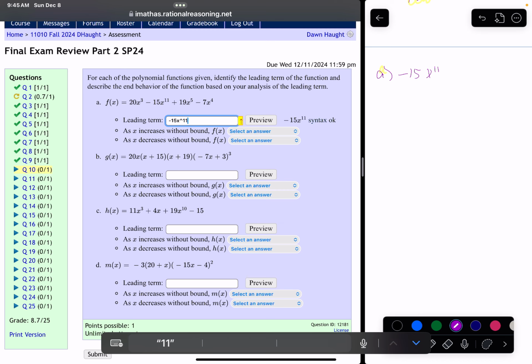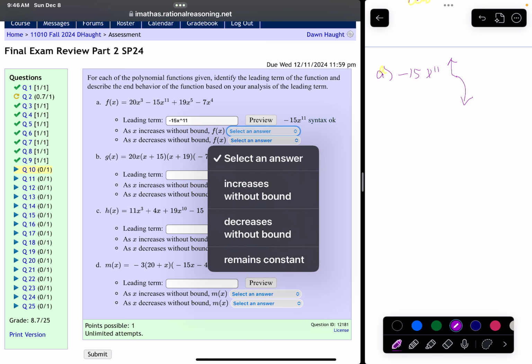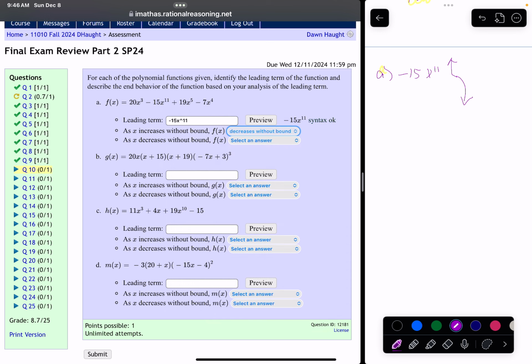Okay, so that is an odd powered polynomial. One end goes up and one goes down, but the negative flipped it. So now the left goes down and the right goes up. As x is getting higher and higher without bound, that's our right end, it's going down, it's decreasing. But as x decreases, our left end is going up, it increases. So that should enable you to do C.